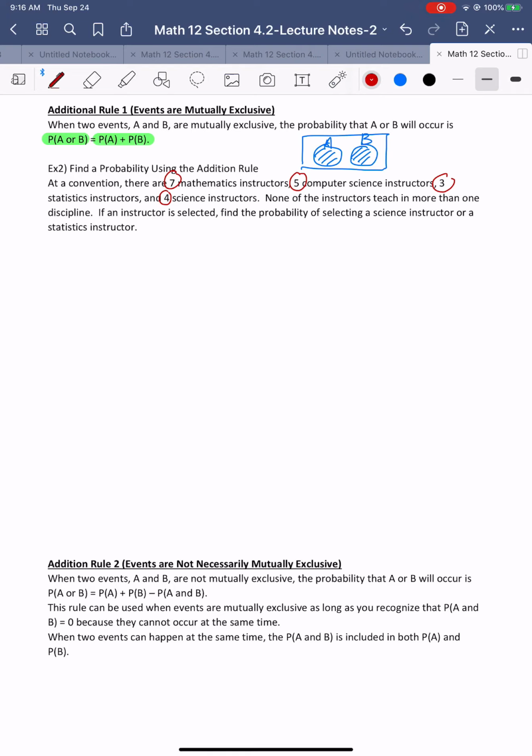So we are looking for the probability of selecting a science instructor or a statistics instructor.